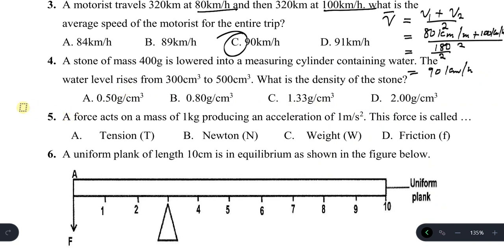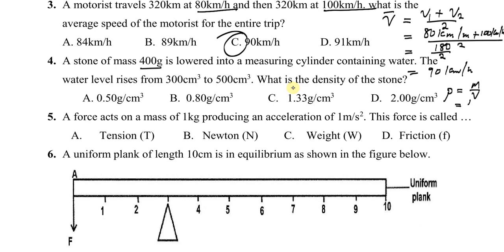This other one says a stone of mass 400 grams is lowered into a measuring cylinder containing water. The water level rises from 300 cubic centimeters to 500 cubic centimeters. What is the density of the stone? Here you must understand that density is equal to mass over volume. You are told that the mass of the stone is 400, so you just substitute 400 grams there, then over volume. You need to know the volume of the stone.